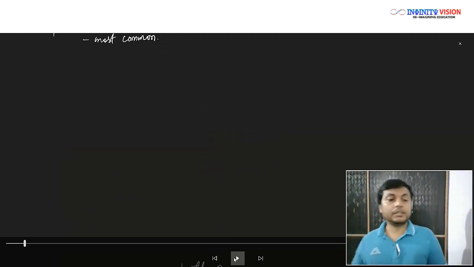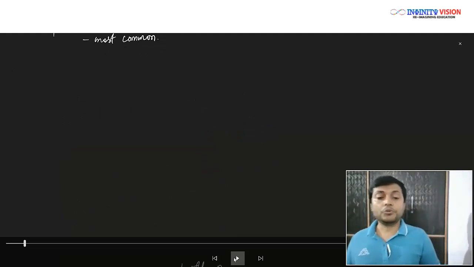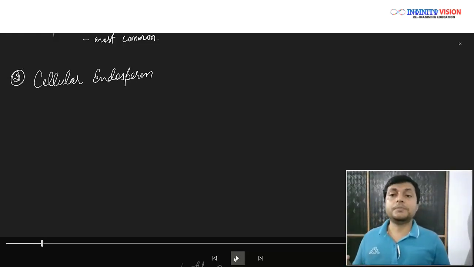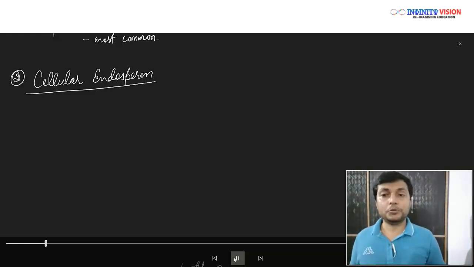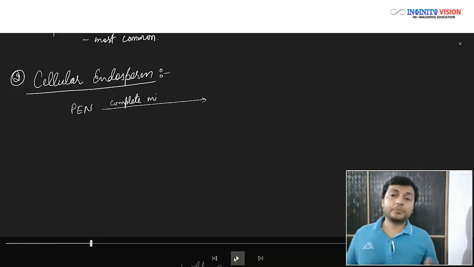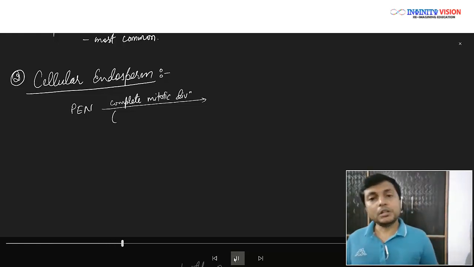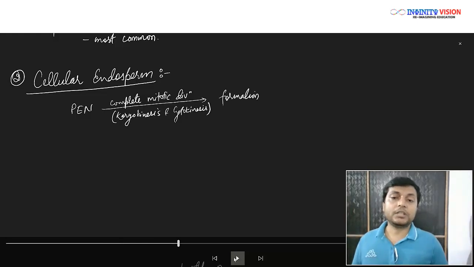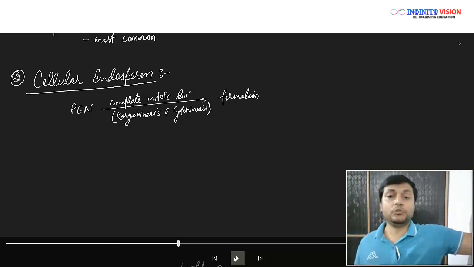The nuclear endosperm is the most common one. In most of the plants, what we find is nuclear endosperm. However, there is another type of endosperm called cellular endosperm. As the name suggests, in cellular endosperm, the primary endosperm nucleus undergoes complete cell division, that is, complete mitotic division. Karyokinesis is followed by cytokinesis. It is not that karyokinesis will occur repeatedly and then cytokinesis, that is cellularization, will happen. No, it does not happen that way in cellular endosperm.